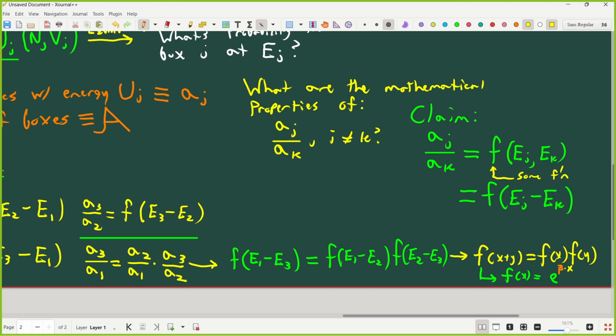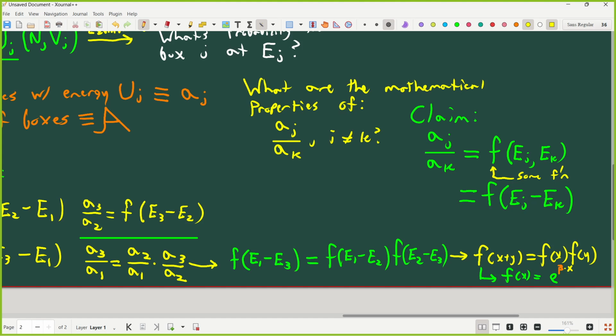Can you explain again how you got from the green to the yellow at the end? Here? Yeah. So you understand how I got from here to here? Okay. So you need to add two terms of e. Think of e1 minus e3 as e1 minus e2 plus e3 minus e2. Let x be e1 minus e2 and y be e3 minus e2. So this is f of x plus y equals f of x times f of y.